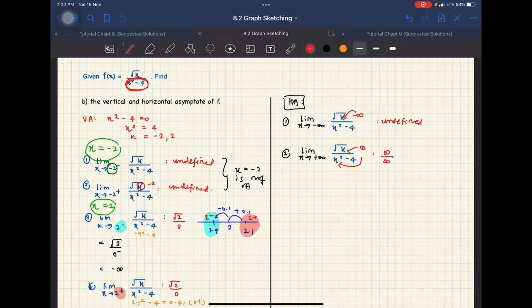So macam mana saya nak tulis dia? So I will write it like this. Okay, so limit kat depan masih ada lagi sebab x masih ada. X approaching positive infinity. Okay, and then square root of x divide by x square. And then yang bawah ni pun sama juga. So kita ada x square divide by x square minus 4 divide by x square. Okay, just like that. Okay, so let's solve this one.